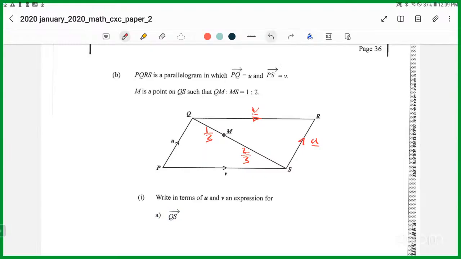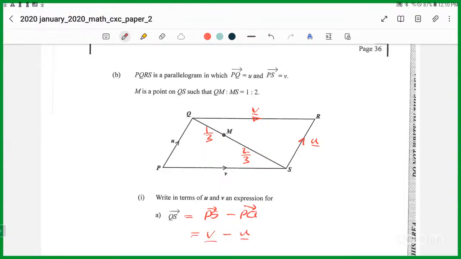Now this question is asking us for the vector QS. You know the position vector of Q and the position vector of S, so you can use that. It is OS minus OQ. Not O, no, it's P. P is the origin in this question, so we use P. So it's PS minus PQ, which is PS is V minus PQ is U.